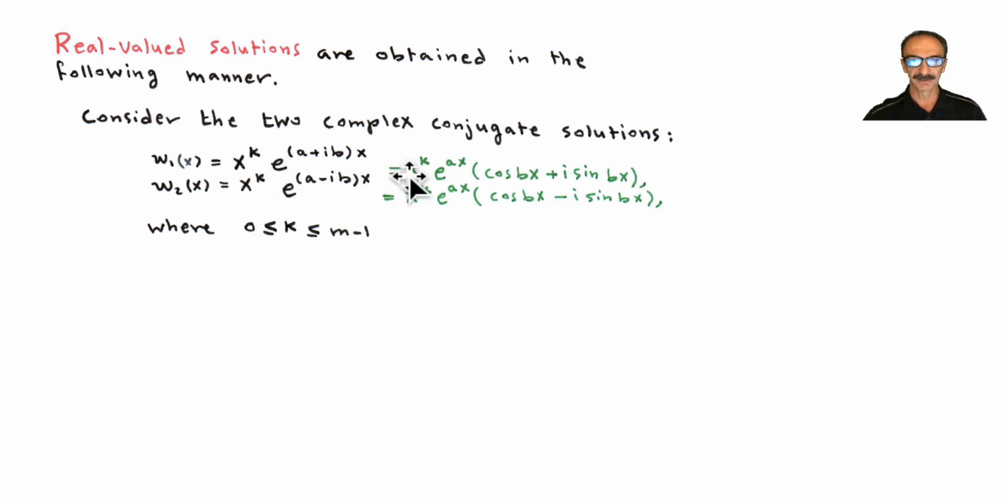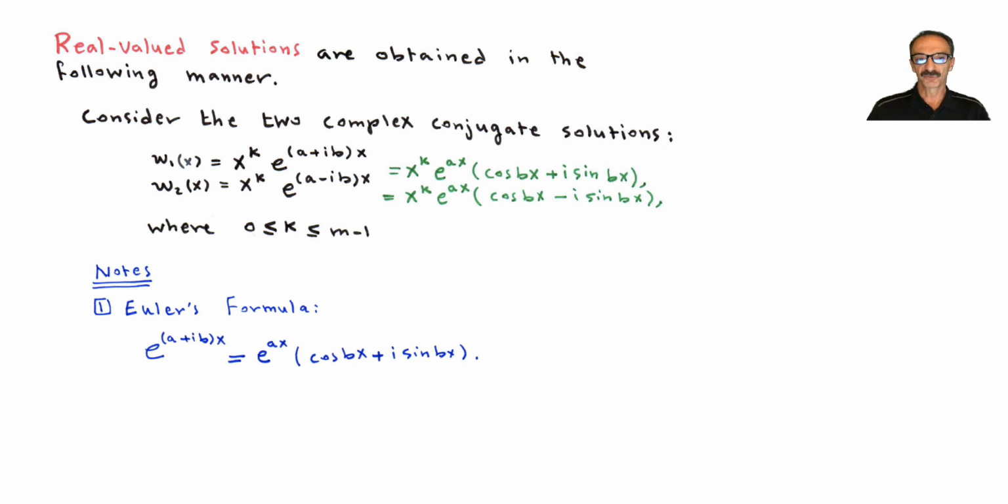X to the power k, e to the power ax, and then inside we have cosine bx plus i sine bx. For the one that has a minus, it's the same thing except the minus instead of the plus inside, where k goes from 0 all the way to m minus 1, as I mentioned earlier, for m terms. This is Euler's formula. e to the power i bx equals cosine bx plus i sine bx.